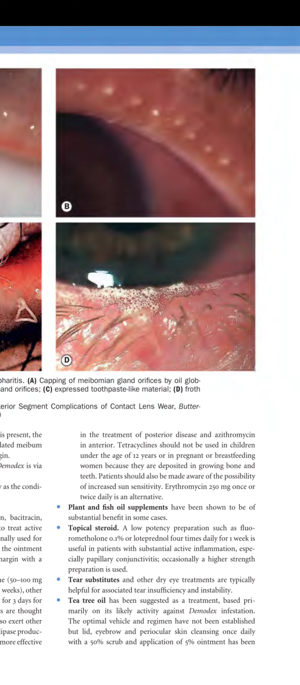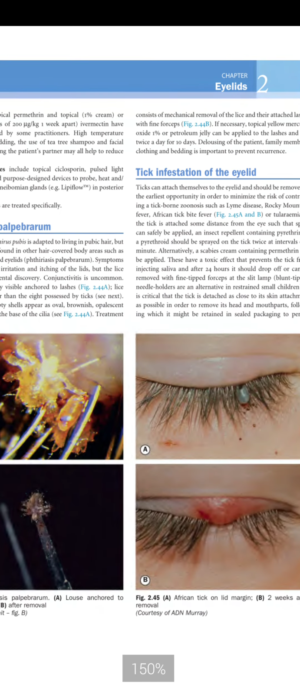Tear substitutes and other dry eye treatments are typically helpful for associated tear insufficiency and instability. Tea tree oil has been suggested as a treatment based primarily on its likely activity against Demodex infestation. The optimal vehicle and regimen have not been established, but lid, eyebrows, and periauricular skin cleansing once daily with 50% scrub and application of the 5% ointment has been described.